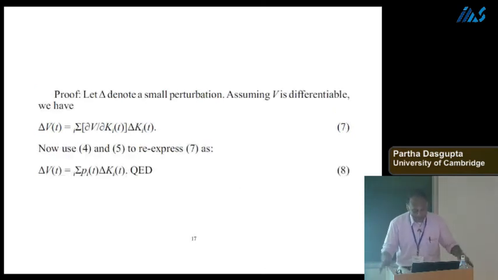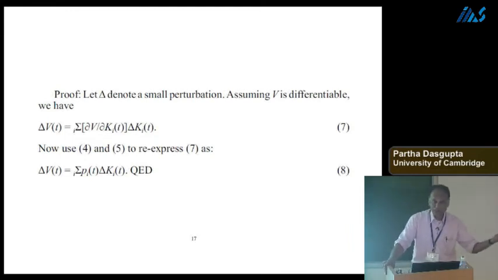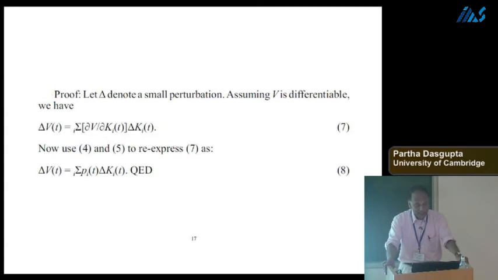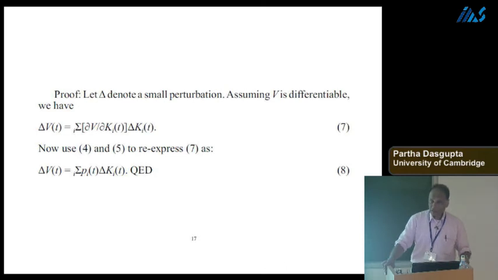So the proof is absolutely dead easy. Let delta denote small perturbation. Assuming V is differentiable, we have delta V, equation 7. Now you've defined delta V in terms of the P_i's and delta K_i's. So you plug that in, and you've got your equation 8. And that says delta V_t is non-negative if and only if the sum of P_it delta K_it is non-negative. And it is in that sense that prices are held constant. So the object that you're estimating is wealth, and you're looking at the change in wealth per capita over time.